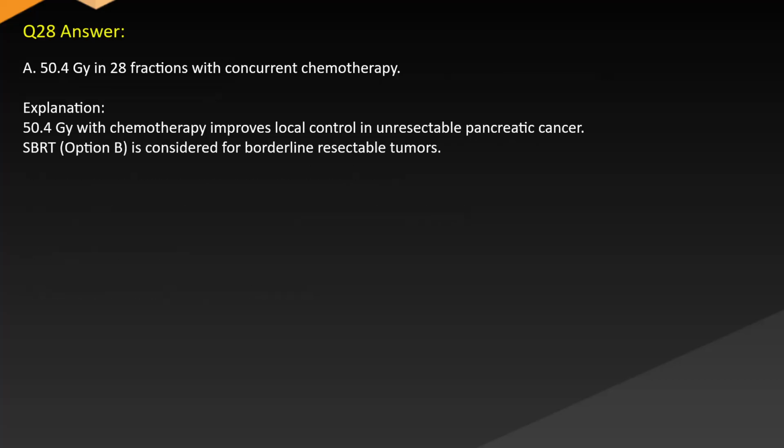Answer A. 50.4 Gy in 28 fractions with concurrent chemotherapy. Explanation. 50.4 Gy with chemotherapy improves local control in unresectable pancreatic cancer. Option B is considered for borderline resectable tumors.